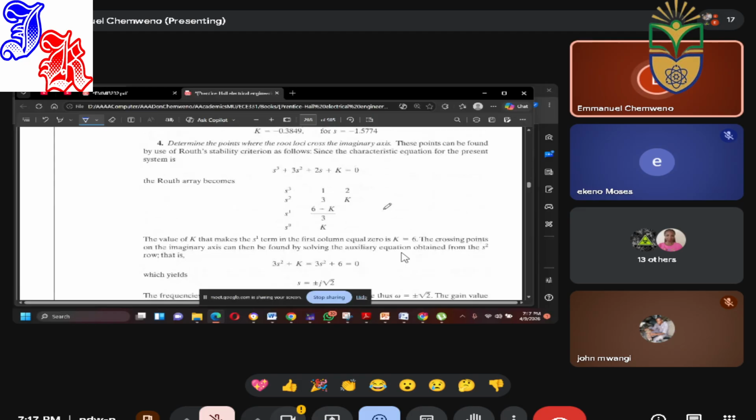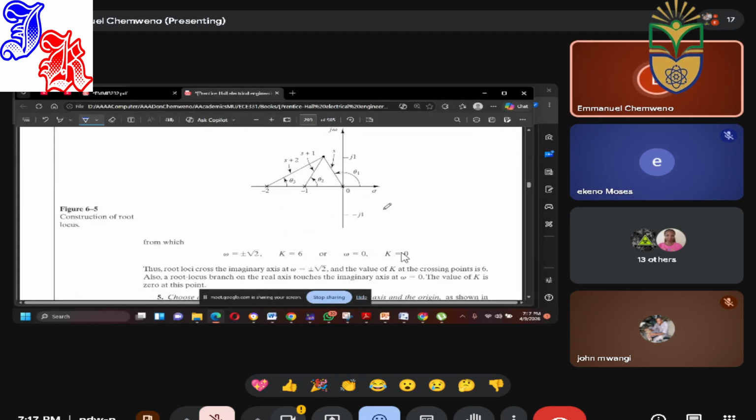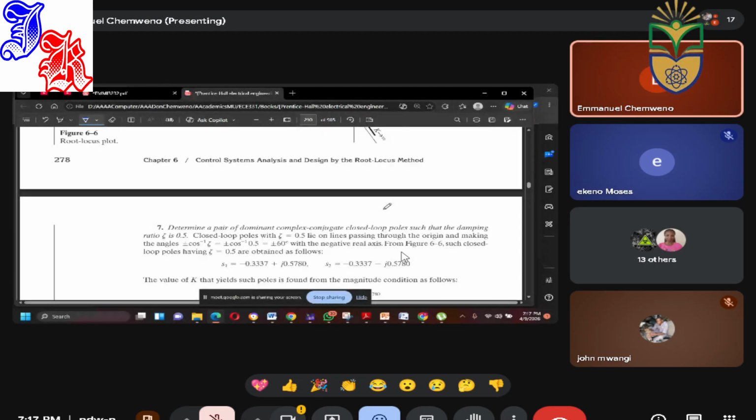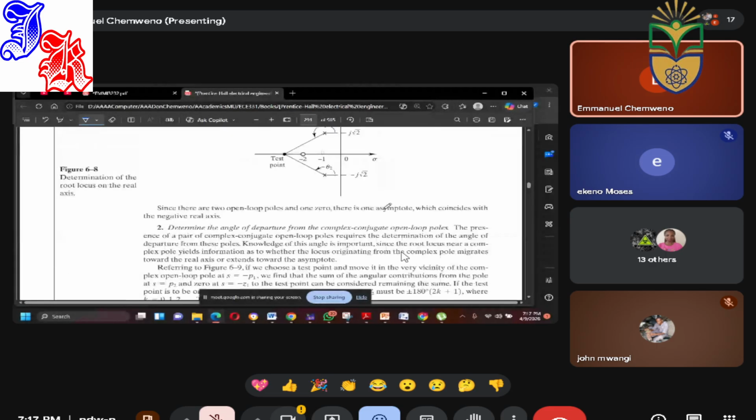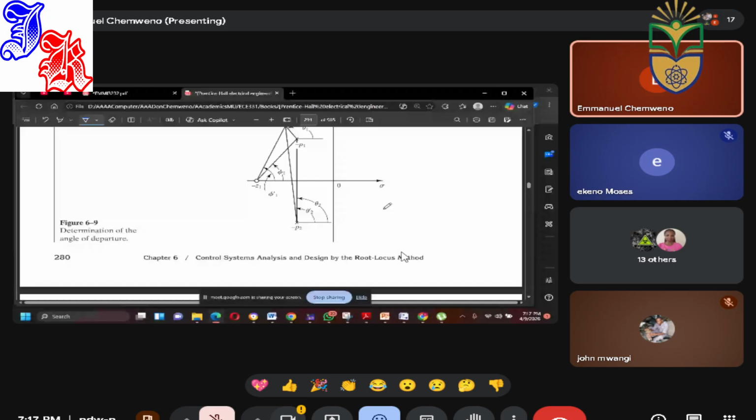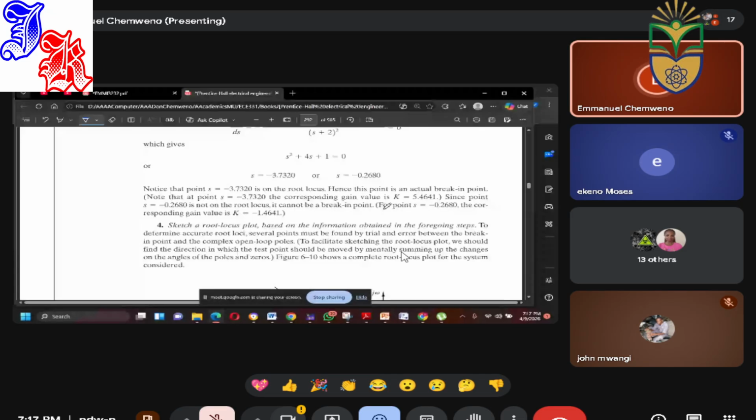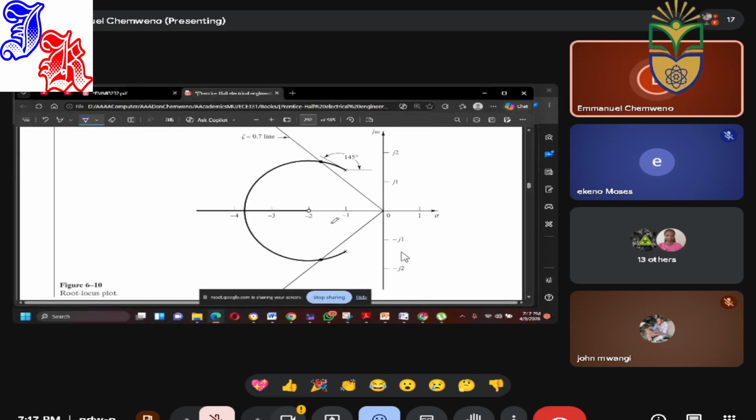Now, I just wanted to give you an idea of a root locus. This was just a simple example. Let's look at others. Yes, let's look at this.